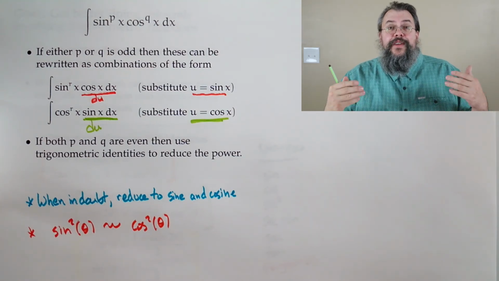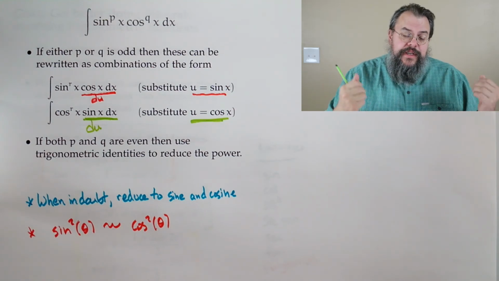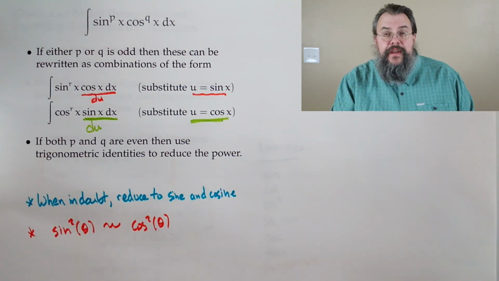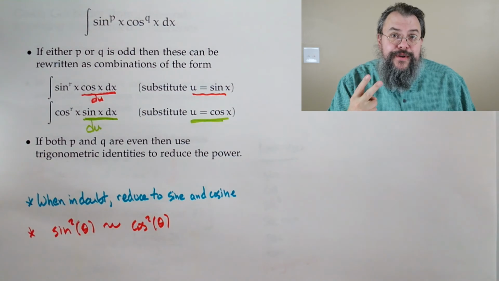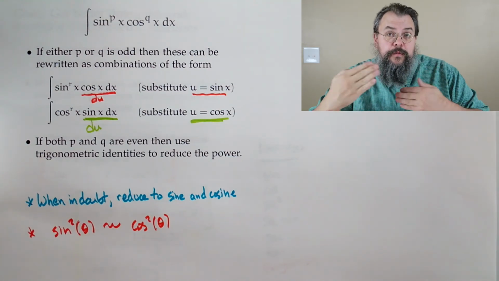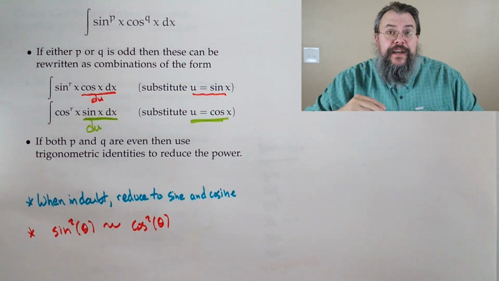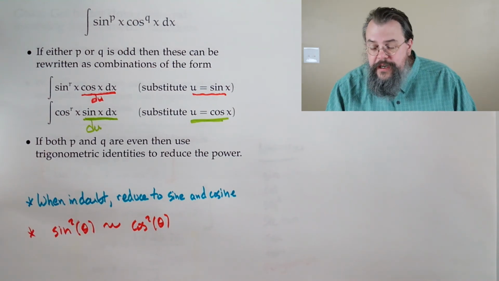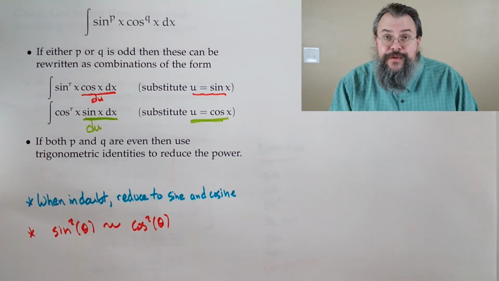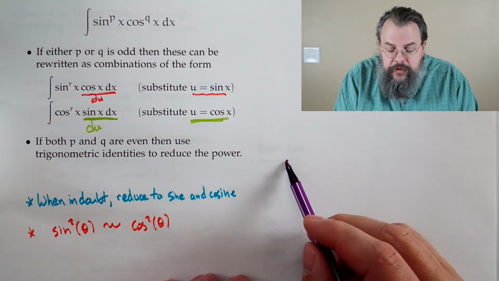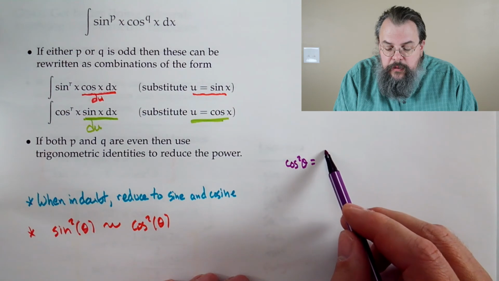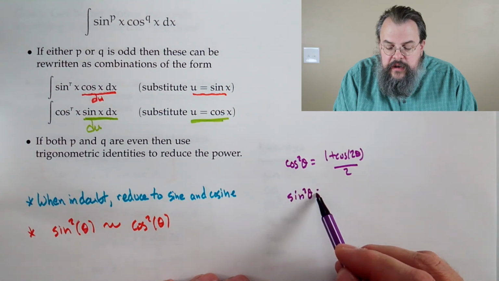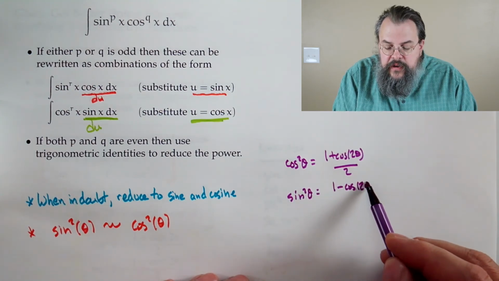Well, what if they're both even? Well, if they're both even, then we say, perfect. Pull out your power reduction identities. Now, when we talked about power reduction, we said there were two of them. Secretly, since we're between friends here, I'm going to let you in on a little secret: there's three. You're like, what? There's three? What are they? So there's the two which we explicitly talked about, which is cosine squared is 1 plus cosine 2 theta over 2, and sine squared is 1 minus cosine 2 theta over 2.